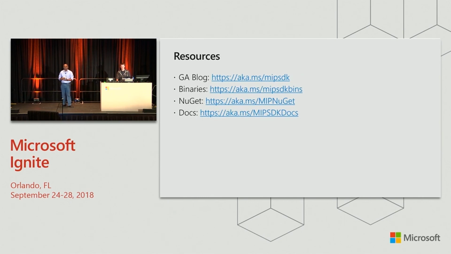A couple of resources that are in your hands. You have the GA blog that will be out soon. Binaries: this is the location you will go to get binaries for all the platforms, GA and the public preview versions as well. The NuGet package, as I mentioned. And then the doc site. We've got an entirely new doc page. Please do not reference the RMS SDK doc page. This is a completely brand new experience. Please take a look. I would love to get your feedback.